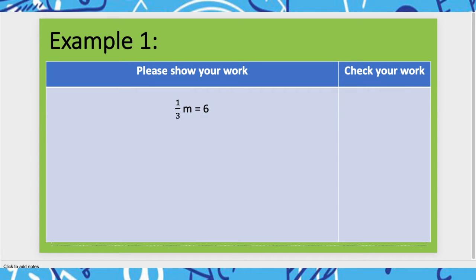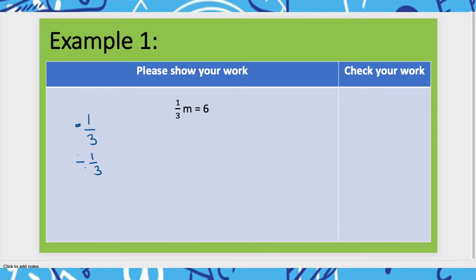So in this first example, we have a one-step equation in which we are multiplying 1/3 by m and it's equal to 6. So we're trying to solve for m, or we're trying to get m by itself. Now, we know that the inverse operation of multiplication is division, and right now we have a fraction that's being multiplied by m. So if I am trying to find the inverse of multiplying by 1/3, I know that it's going to be dividing by 1/3.